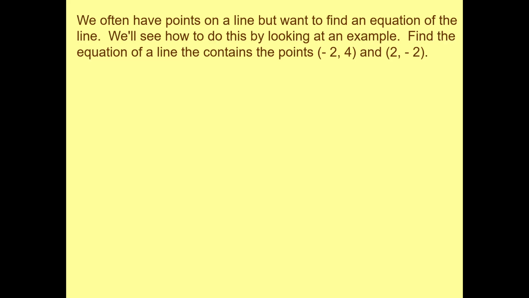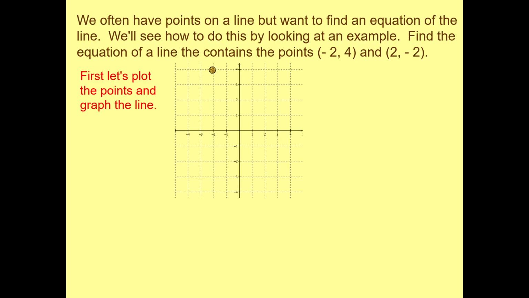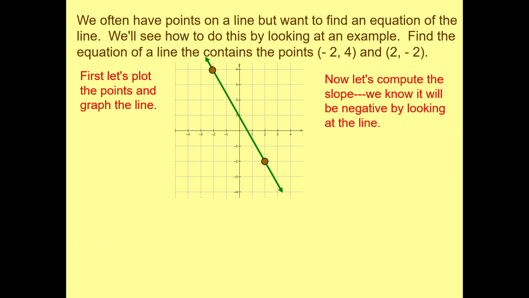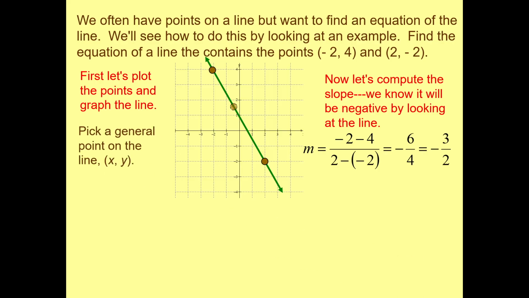We often have points on a line, but want to find an equation of the line, and the equation of the line contains these 2 points. Plot the points on the graph there. Find the slope. You know how to do that. Using the slope formula, we find our slope is -3/2.